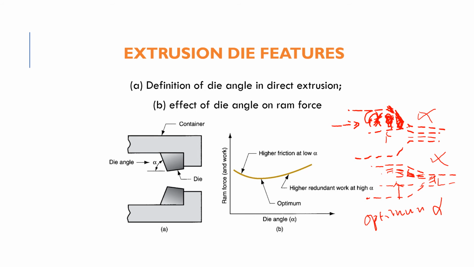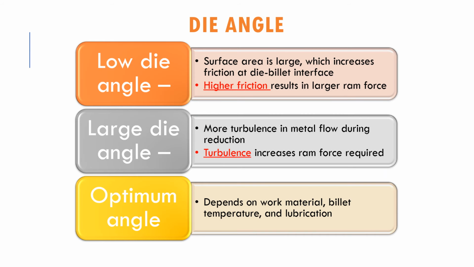Okay, so that's why at optimum the ram force will be at the minimum compared to when the alpha is low or alpha is big. So for the die angle, as mentioned previously, a low die angle will give a larger surface area, which will increase the friction at the die-billet interface. Therefore, higher friction results in a larger ram force.